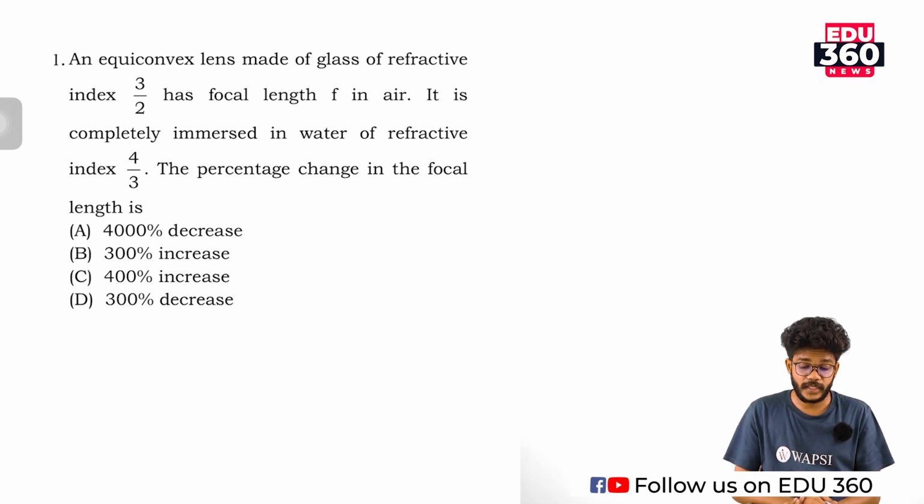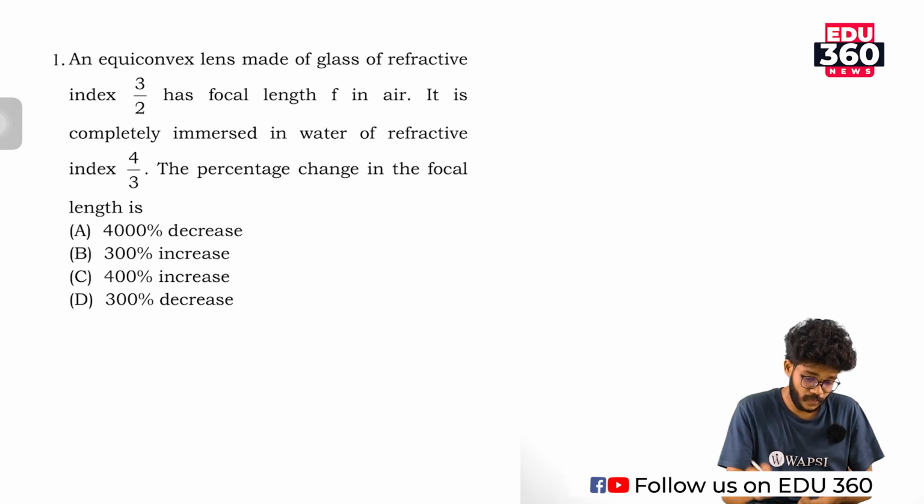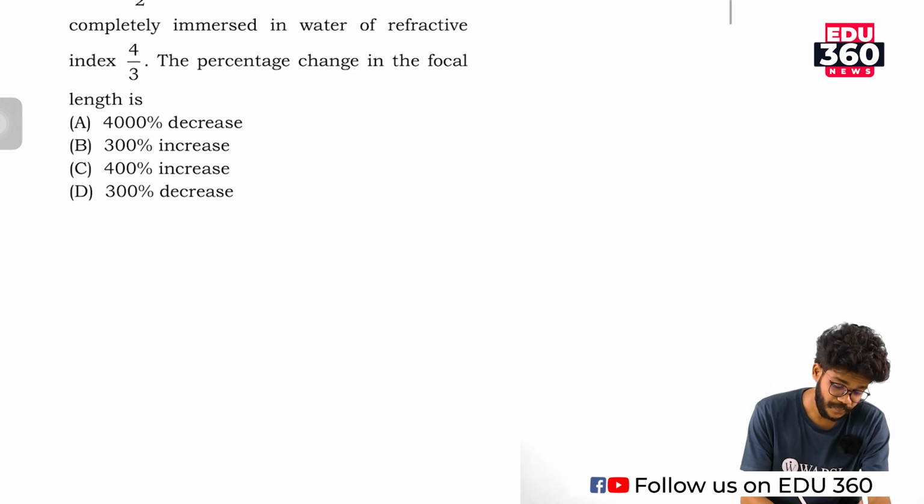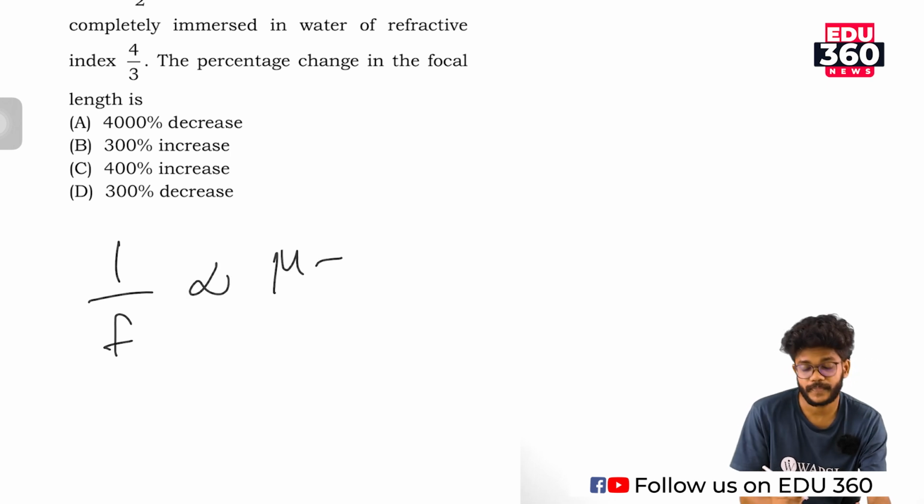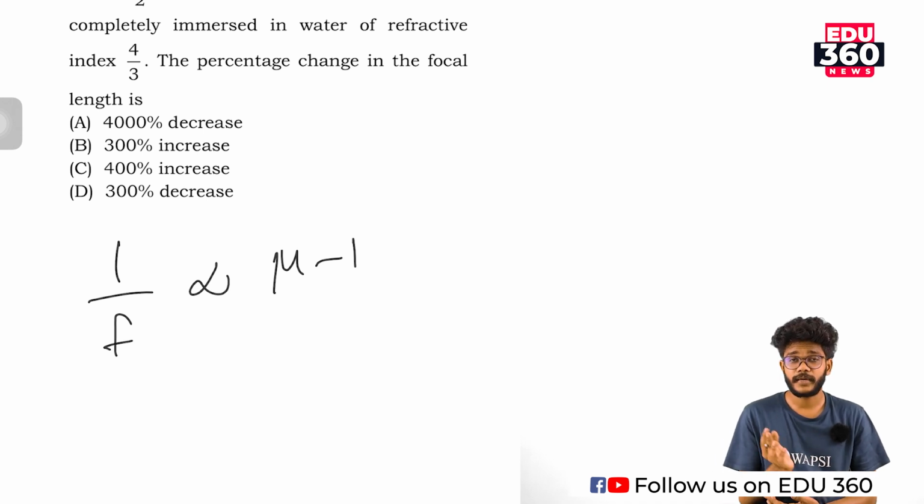The percentage change in focal length. So we have to calculate the change in focal length. First of all, what do we need to solve this? The equation which connects focal length and the refractive index of the material and the surroundings. So we have that equation. Since we know that 1 by f is proportional to mu minus 1, correct? Yes, they are proportional.